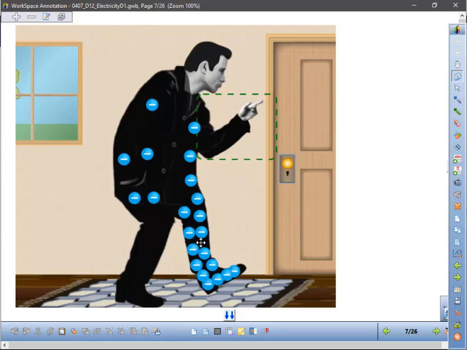A bunch of negative charges. He picks up negative charges from the carpet, and they go up into his body, around his clothes and stuff. So that's the first thing that happens. He seems to rub charges off of the carpet onto his foot and onto his body, and they go like this. Now what I want you to do is take his hand and bring it down close to the doorknob and see what happens.